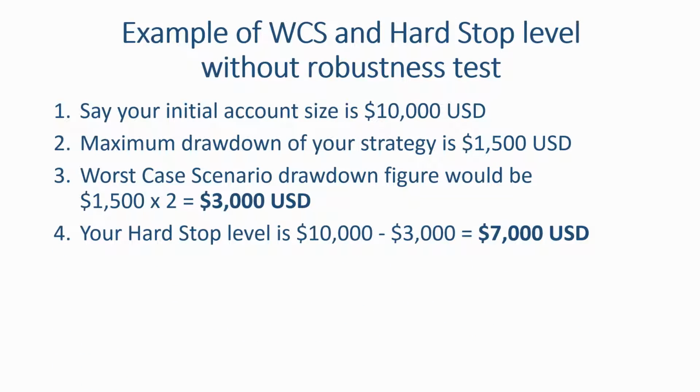And then you should just take that drawdown figure and subtract it from the initial account size, and that will give you the hard stop level, which in this example is $7,000. Now, because I'm using a multiplier of 2 and my maximum drawdown for the worst case scenario is $3,000, I call it the safer level. It seems like you lose more money in that case until you reach your hard stop level.